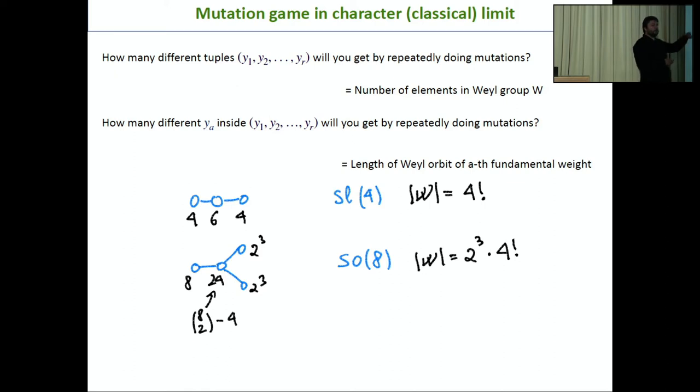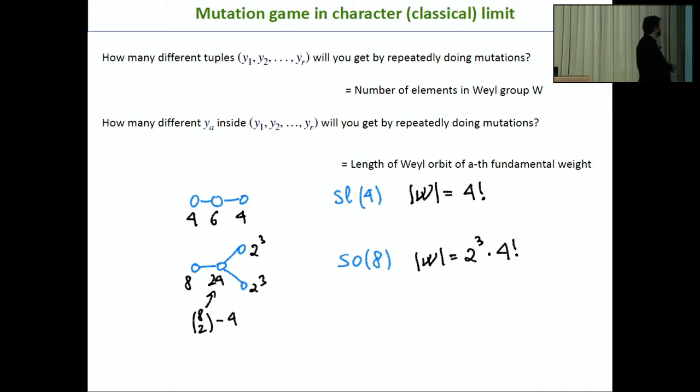you just record what possible values Y2 takes on the way of mutations, it will be less than the whole Weyl group. Much less, and you can ask how many. And the answer is also known. It will be the length of the Weyl orbit of the corresponding fundamental weight.